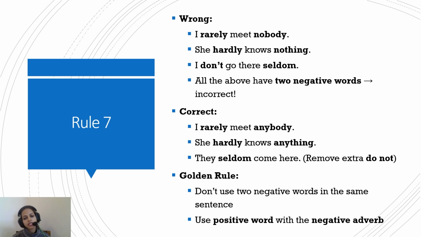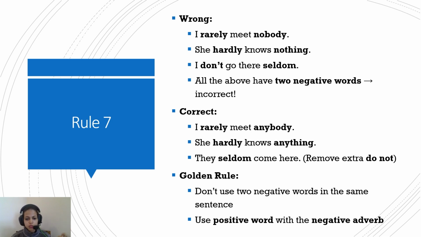I don't go there seldom. Seldom and don't, both are negatives and should not be used in one sentence. So the correct way to use these words would be: I rarely meet anybody. Remove the second negative, nobody. Or: she hardly knows anything. Again, remove one of the negatives. They seldom come here. So remove one of the negatives. So the golden rule for you to remember is: don't use two negatives in the same sentence.